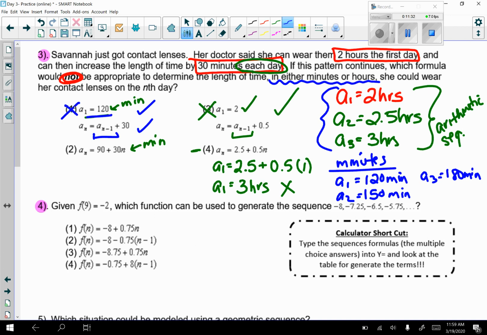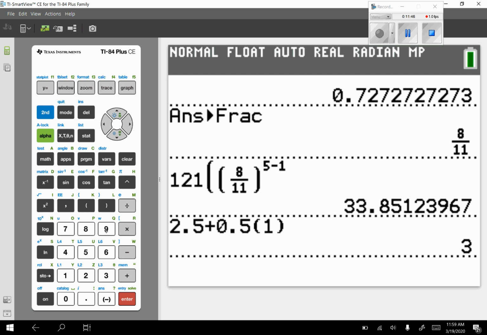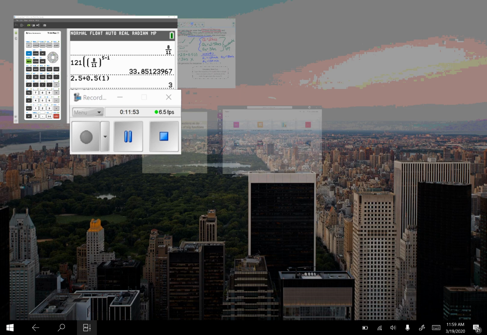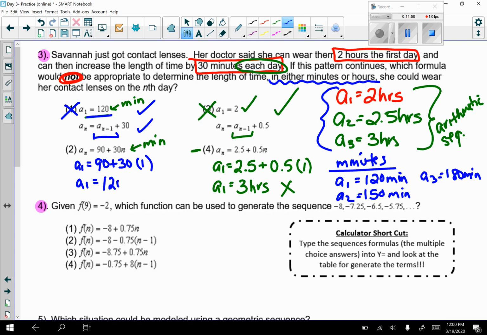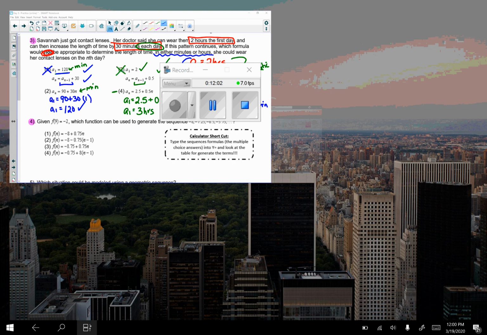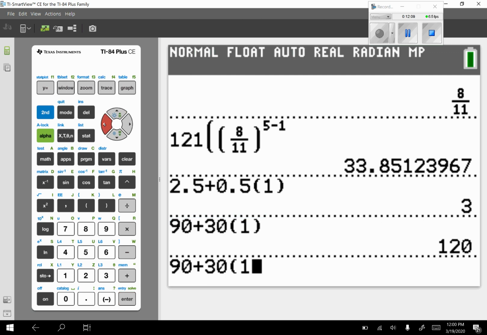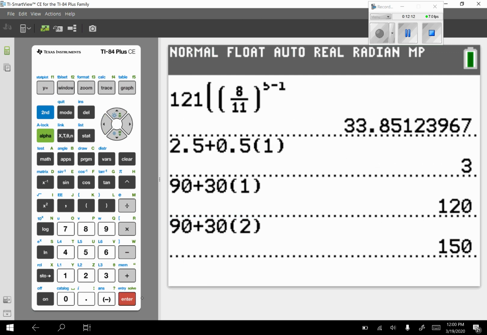Choice 2. A sub n equals 90 plus 30n. So I'm going to plug in 1. A sub 1 equals 90 plus 30 times 1. I'm going to go to my calculator again. 90 plus 30 times 1, 120. That one works. I'm going to try a sub 2 just to be safe. I'm going to scroll up in my calculator, hit enter to copy and paste, change my 1 to a 2, 150.